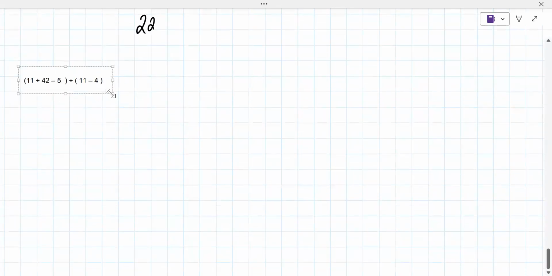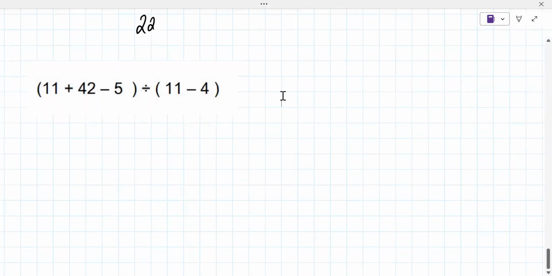All right, so here's a new problem here. This has parentheses, and you probably noticed that I wrote parentheses. You have to do parentheses first. You're basically looking at what's going on here. So in the left one here, you have to work it left to right. So you have to first add, then subtract. Okay. Can you tell me what this is? What is 11 plus 42 minus 5?